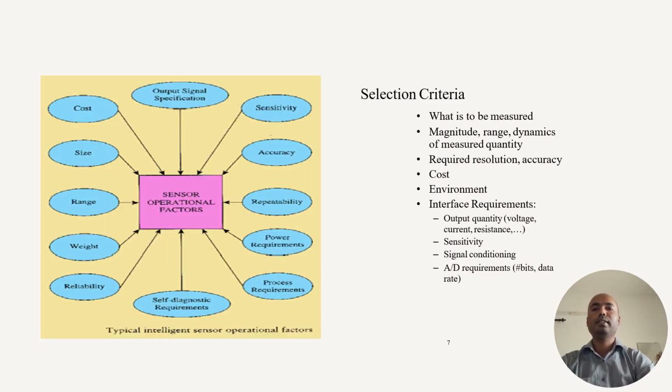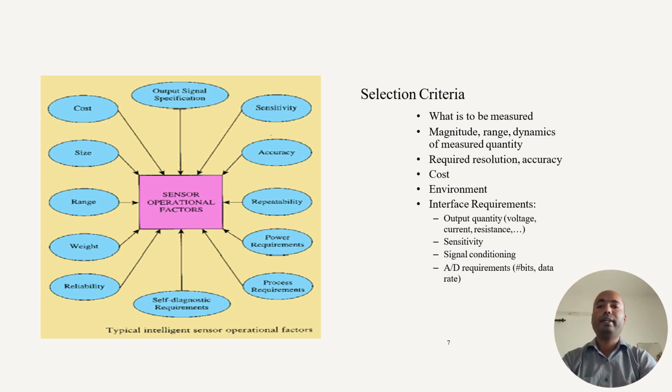The next is the selection criteria. While selecting the sensors, we must be thorough beforehand about what is to be measured, whether it is pressure or temperature or a special application. Afterwards, what is the magnitude of the particular sensor measurement and what is the range for the measurement, whether it has dynamic measurements or not, and the quantity of the measurements. Everything we have to choose before selecting the sensors, and the required resolution and accuracy.